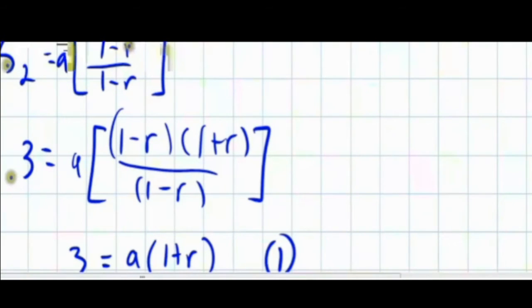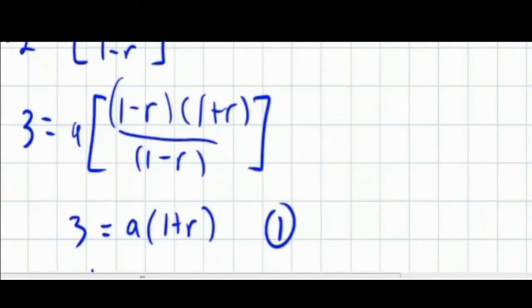This is term 2 written out, and then I have plugged in the values that they gave us. They told us up here the sum of the first two terms is 3. So since it's the first two terms, then r is going to be squared. 1 minus r squared can be factored out into 1 minus r times 1 plus r.